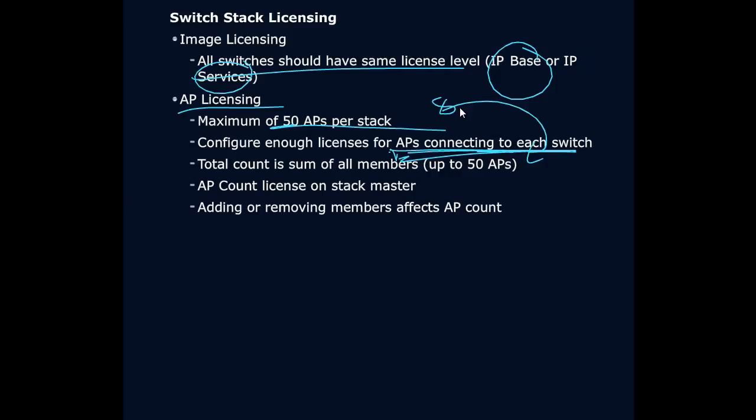AP count license is on the stack master. He's the one who keeps track. Adding or removing members affects the AP count. So if I take a switch out of the stack and that switch is responsible for 2 APs, my AP count for that master switch dropped by what? It dropped by 2. So removing members affects AP count. Removing individual APs also affects the AP count.